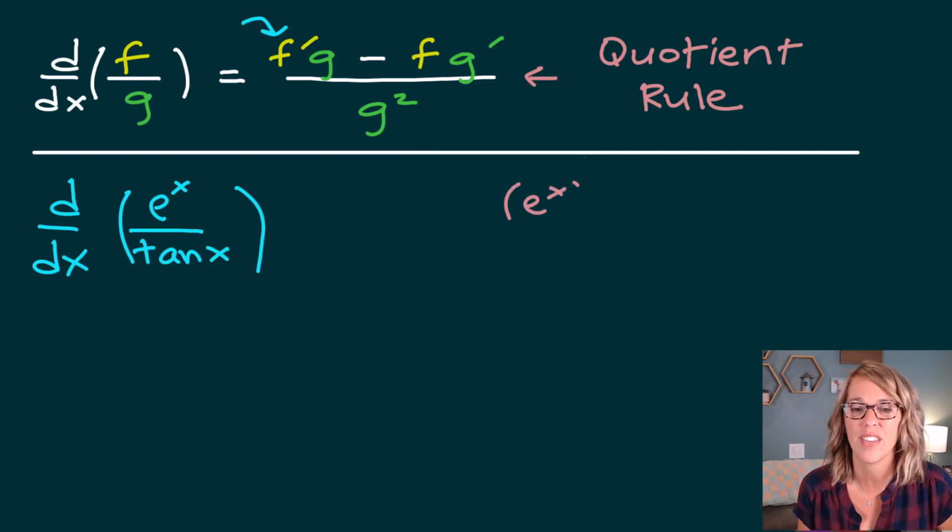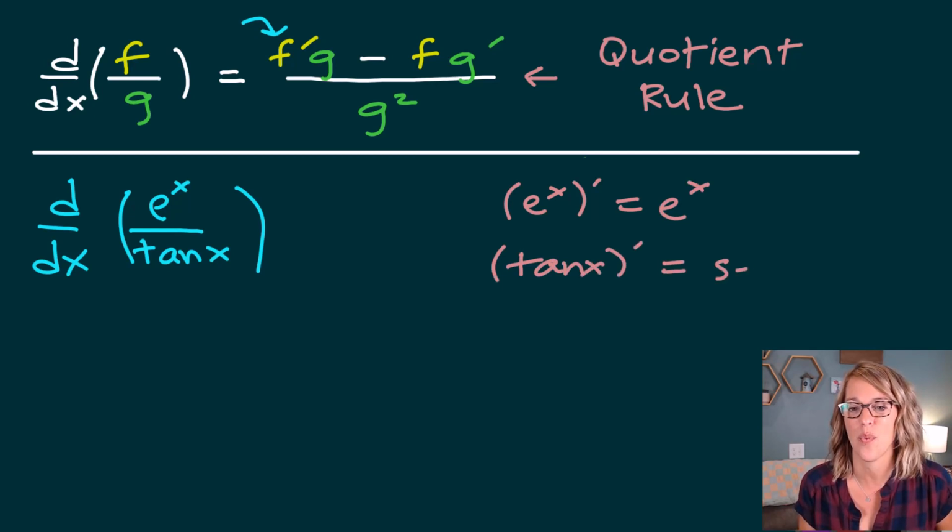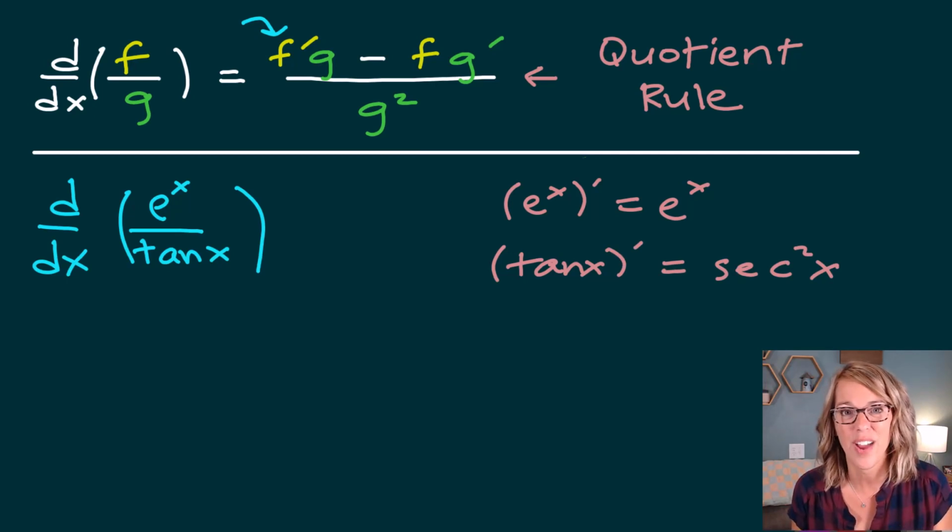So the derivative of e to the x is just itself. You are welcome. That one's e to the x. And the derivative of tan x is secant squared x. Okay, pause the video, take that derivative, you're going to do great, and I'll see you in a minute.